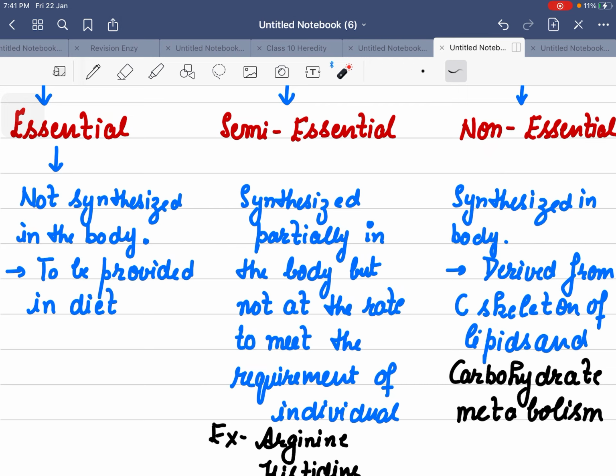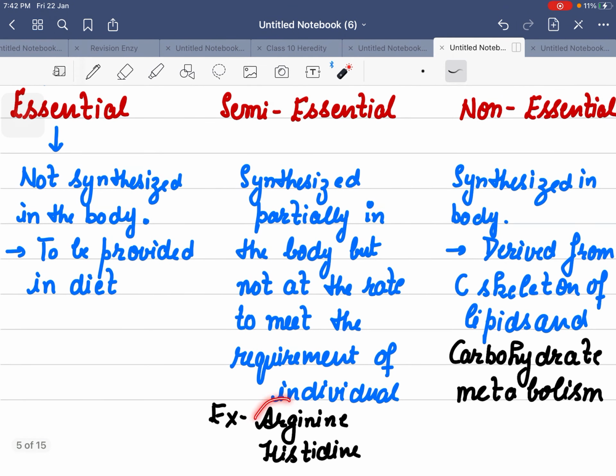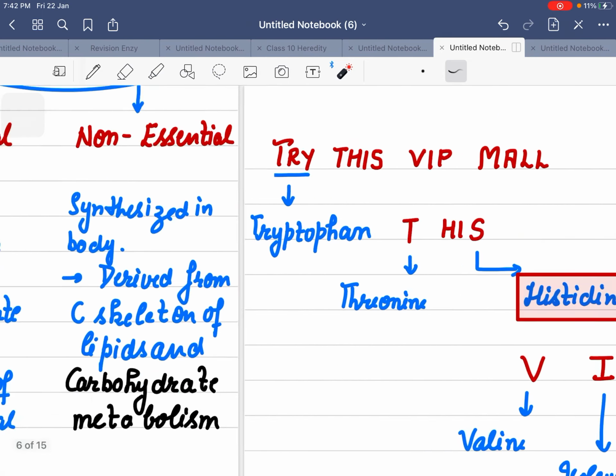Semi-essential, they are synthesized very slowly, or I will say partially in the body, but not at a rate that can meet the requirement of the individual. So they are semi-essential. Arginine and histidine. They are the two which are semi-essential, very, very slowly synthesized in our body.